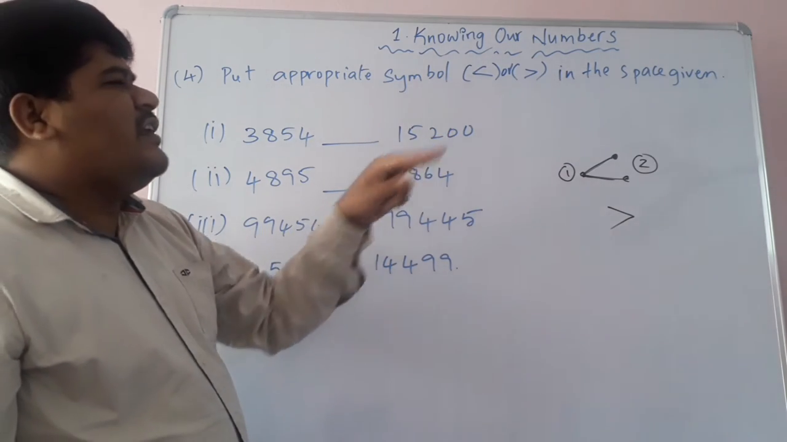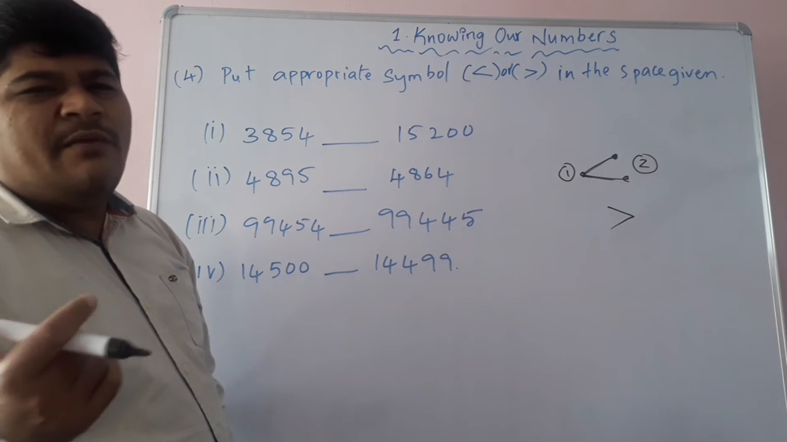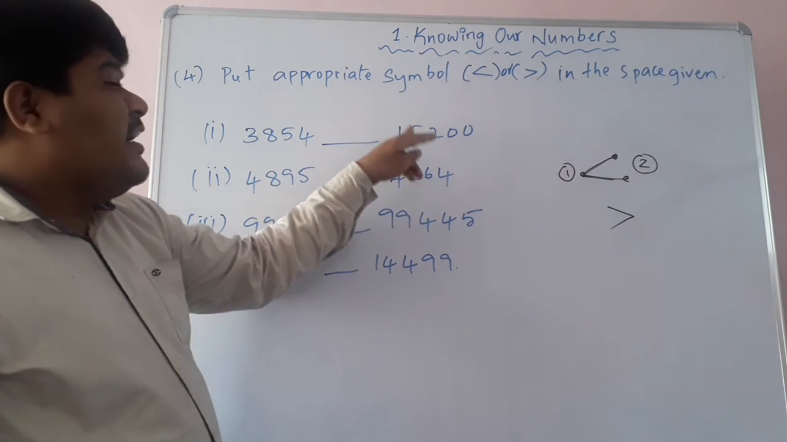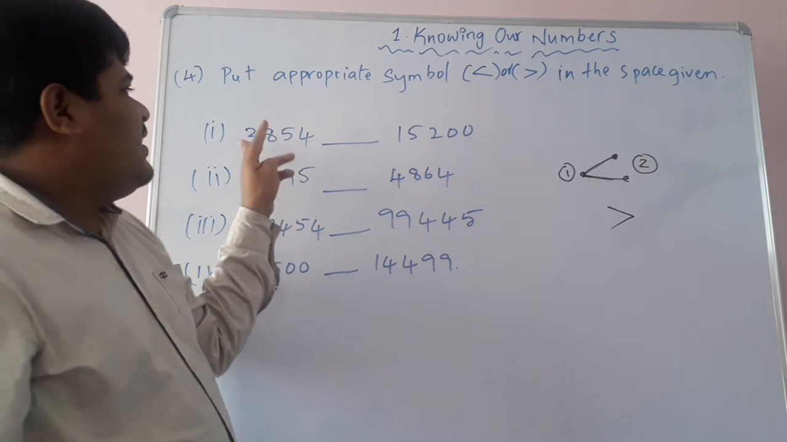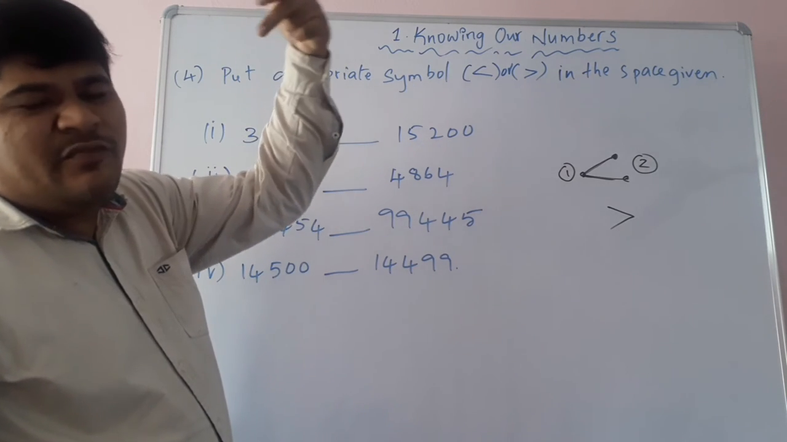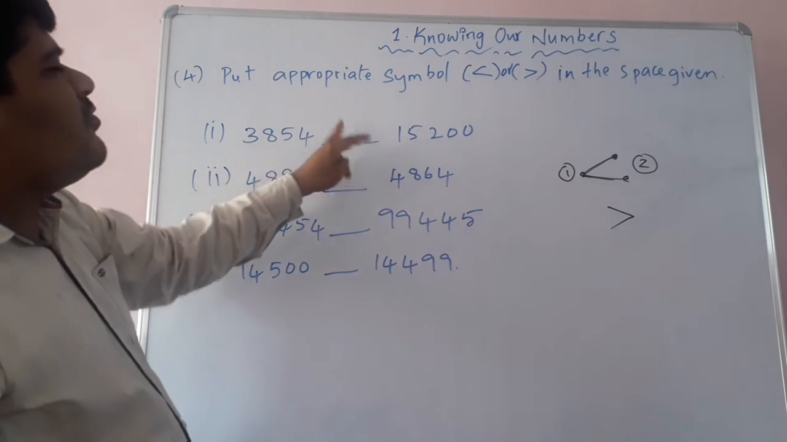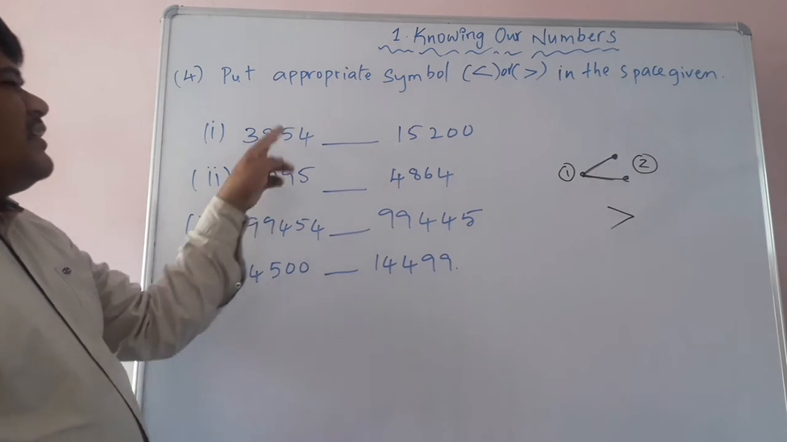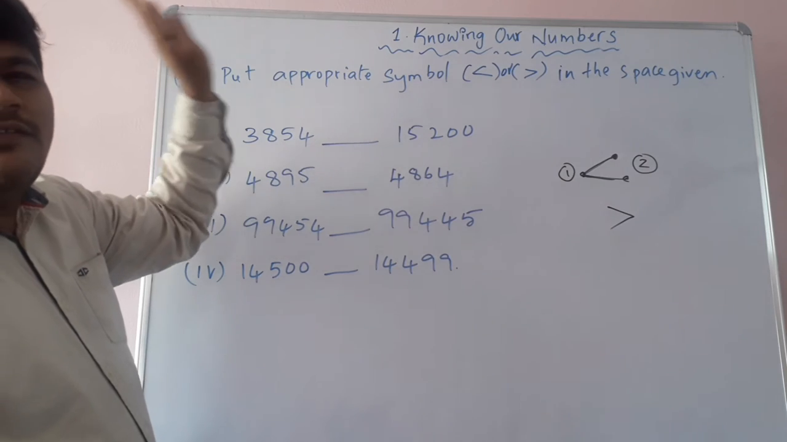3,854. This is 15,200. So when we are comparing these two numbers, very easy technique, children. It has 5 digits. It has 4 digits. So obviously the number having more digits will be the big number. So here we have to use the less than symbol because the first number is smaller than the second number.